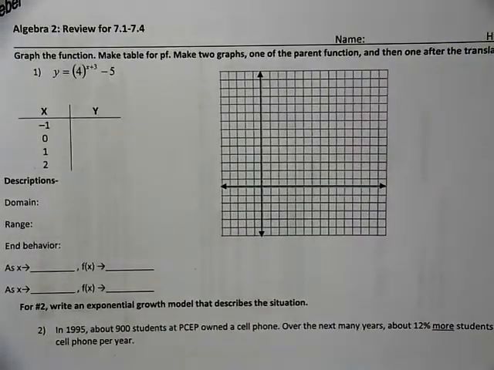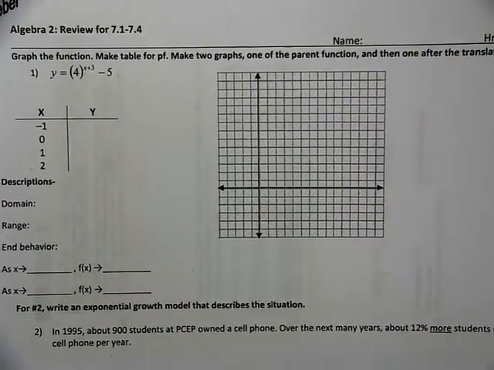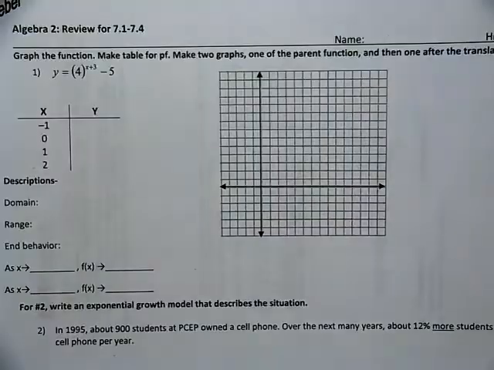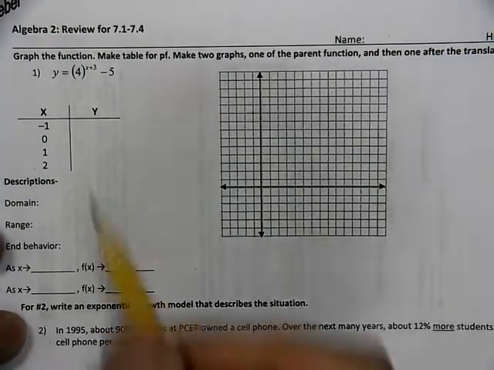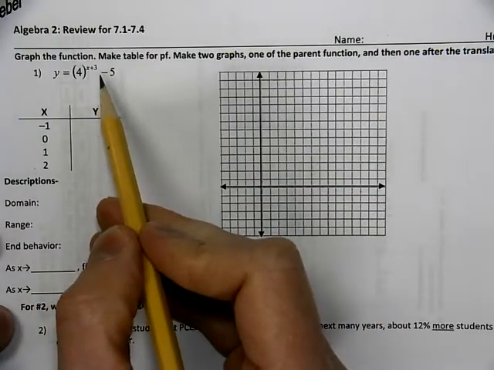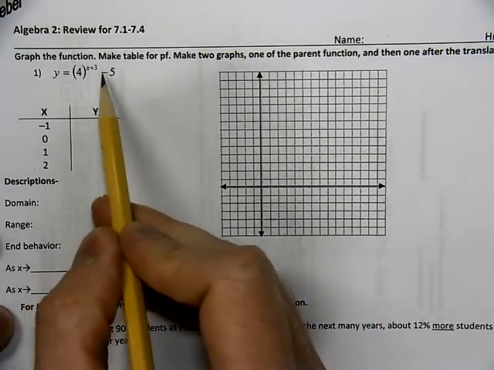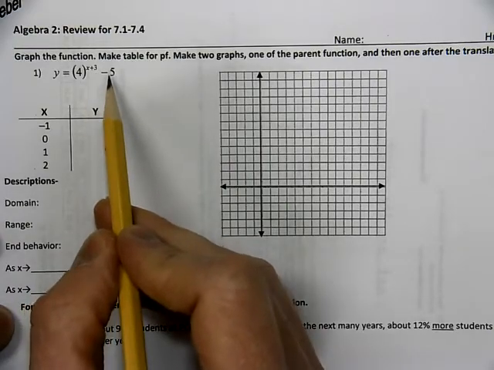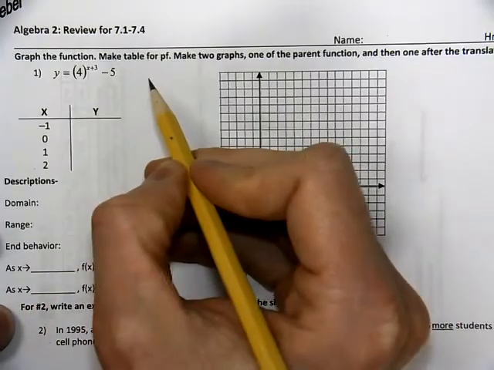This is Algebra 2 with Trig. This is the review for the 7.1, 7.4 quiz. We're looking at an exponential equation. It's been translated 3 units to the left and 5 units down.